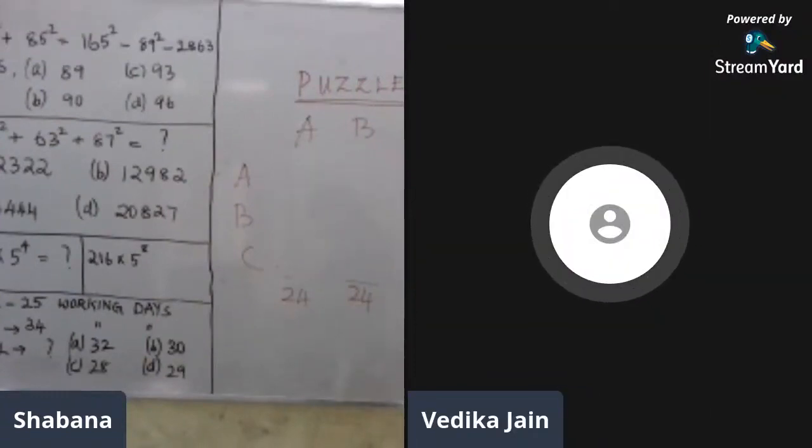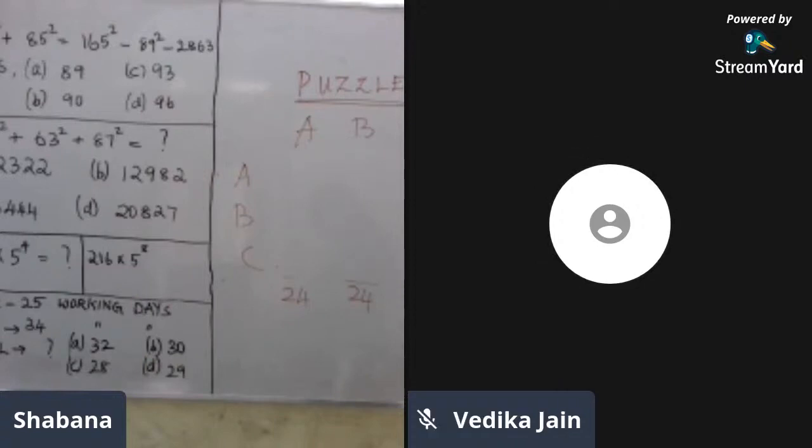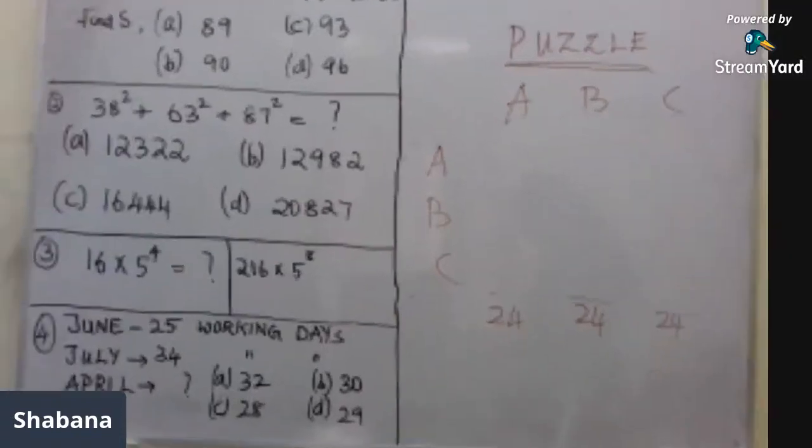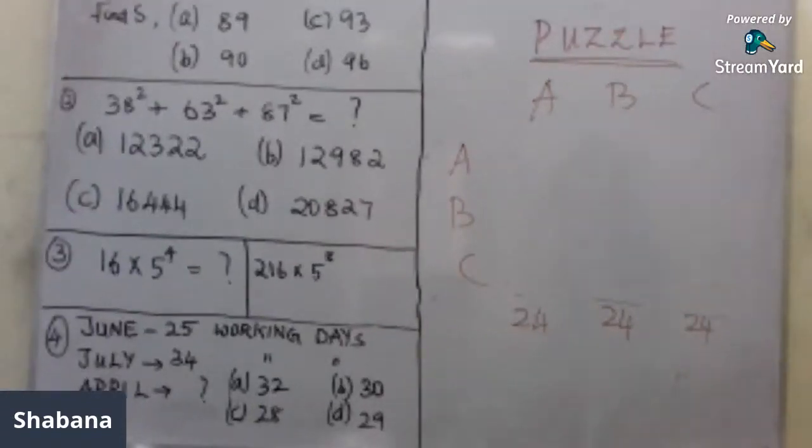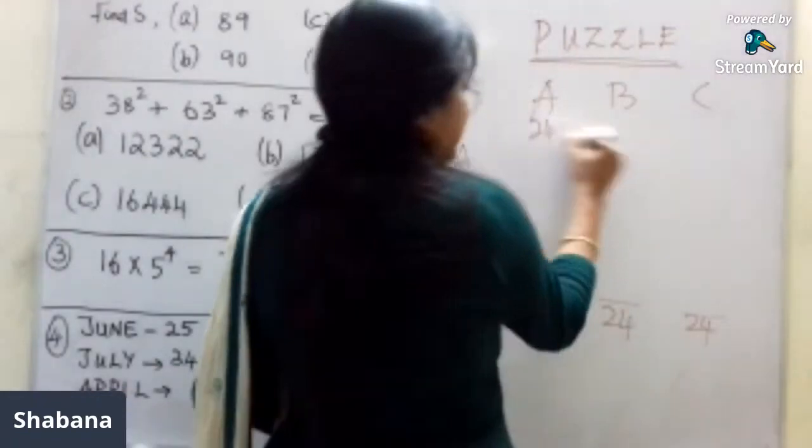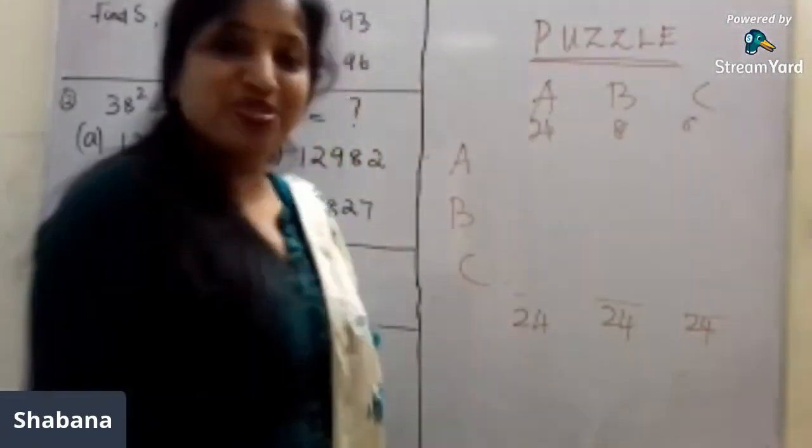How about 24, 8 and 8, ma'am? 24, 8, and 8. One second. All right. So if it is 24, 8, and 8.